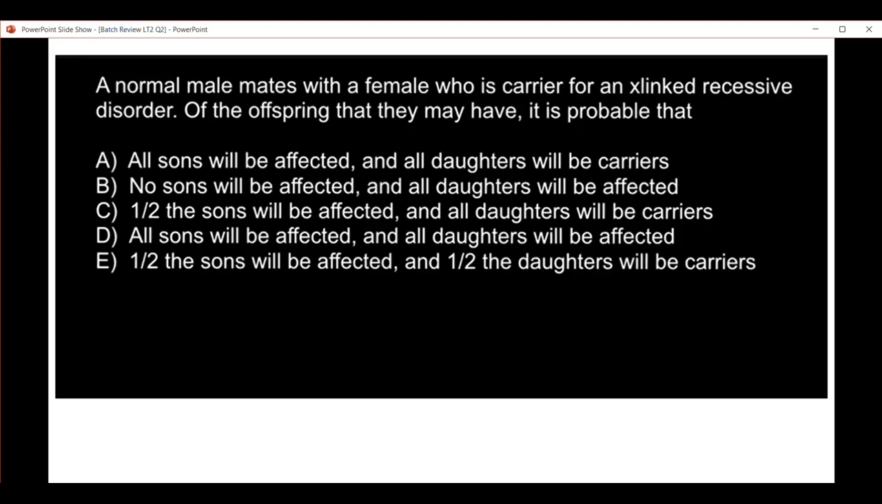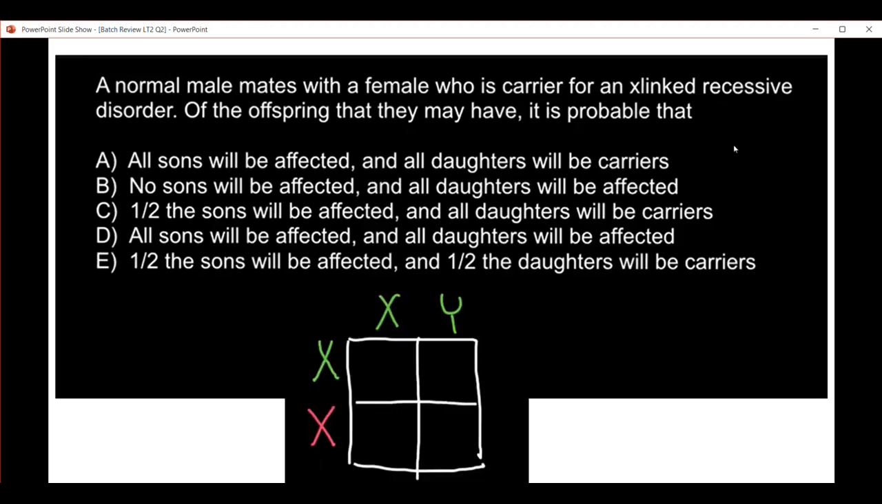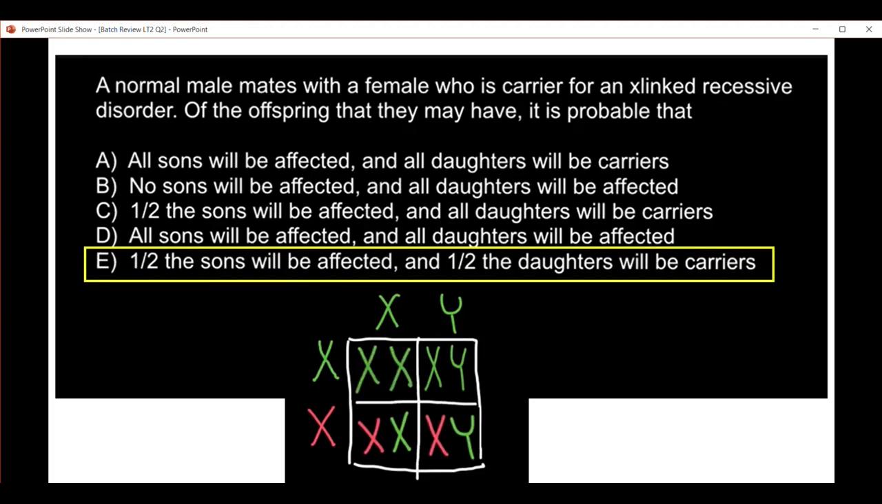So if the male is normal, we would expect it to have a dominant allele on the X chromosome. While the female is a carrier, she will have a normal allele on one X chromosome and an abnormal allele on the other. So in this case, the male will have normal X and Y, while the female has one normal X and one abnormal X. Combining them together: normal female, normal male, abnormal carrier female, and then abnormal male. So the answer to that would be one half of the sons will be affected, and one half of the daughters will be carriers. It's letter E.